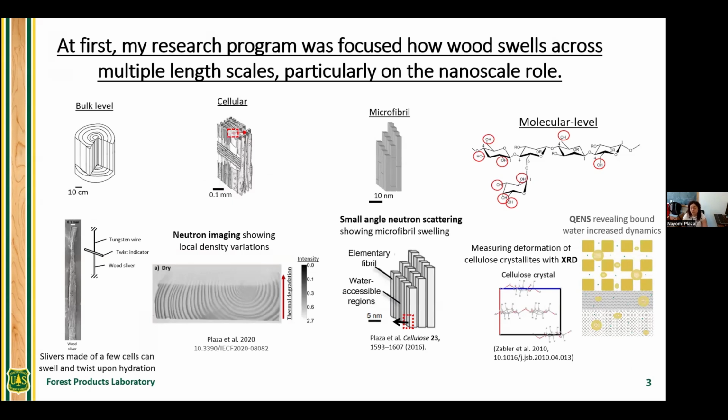When I first joined the lab, I joined as a grad student, and my research was actually focused on wood-water interactions. Most of it, I was really interested in the nanoscale component of it, and that's how I actually got started using neutrons. So I looked at using small angle neutron scattering to understand microfibril swelling inside wood cell walls, as well as X-ray diffraction to look at crystallite swelling, and also looked at the dynamics using neutron spectroscopy techniques like quasielastic neutron scattering.